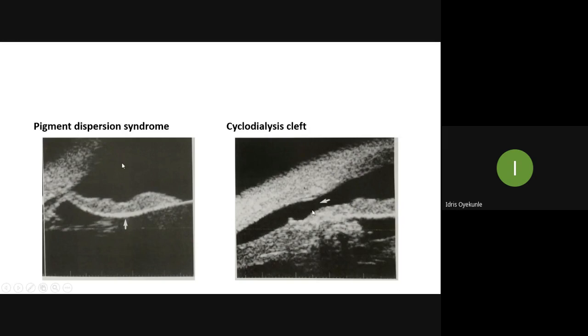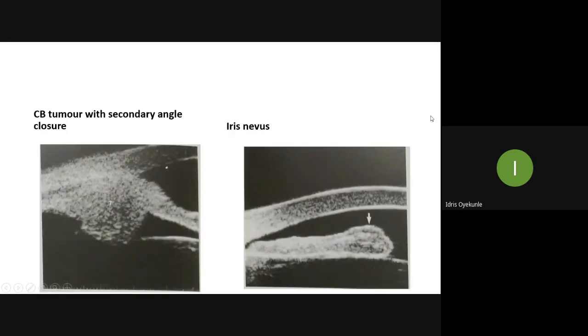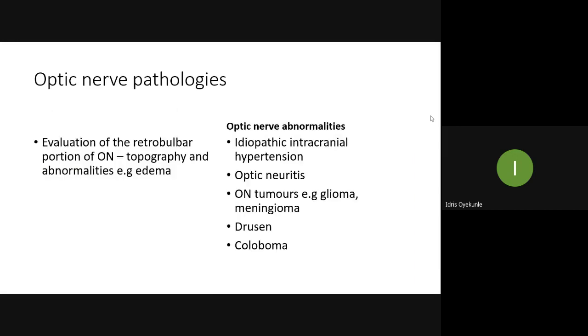And this here is a cyclodialysis cleft. This is also showing tumors in the ciliary body and iris.